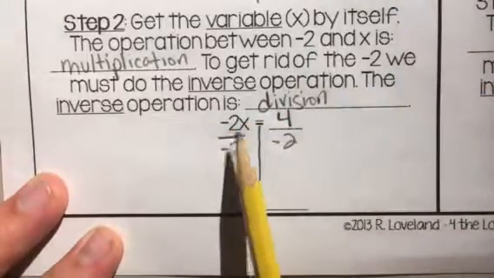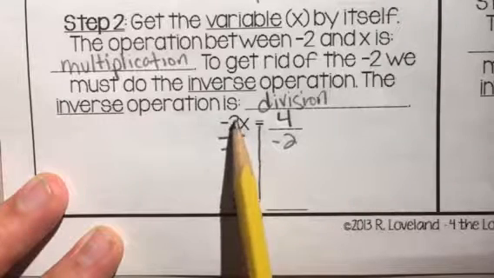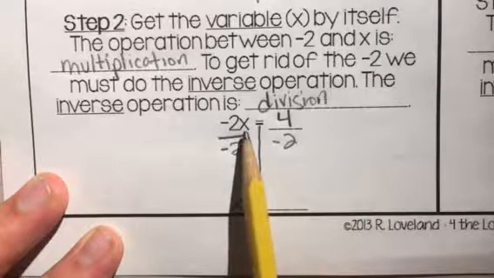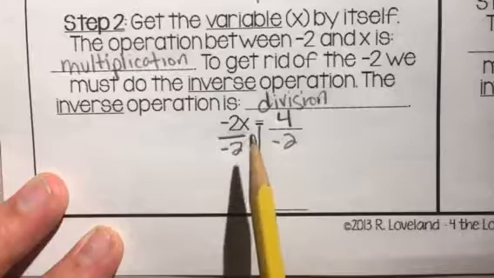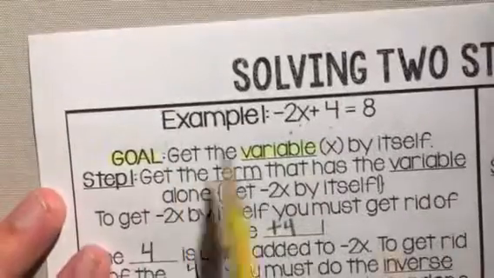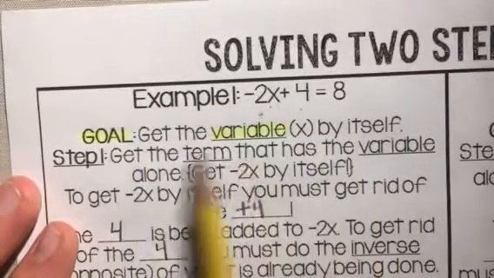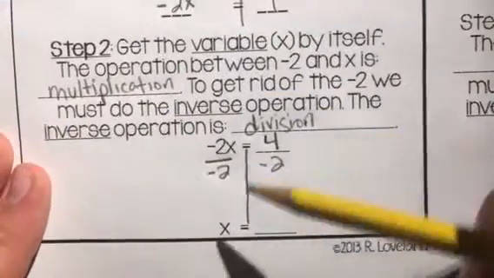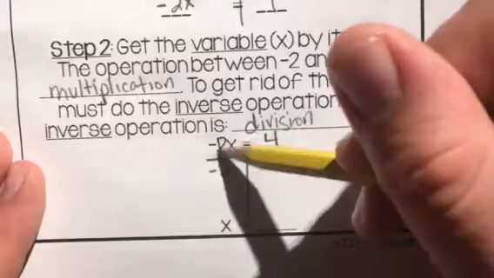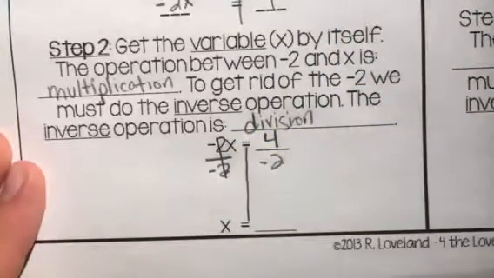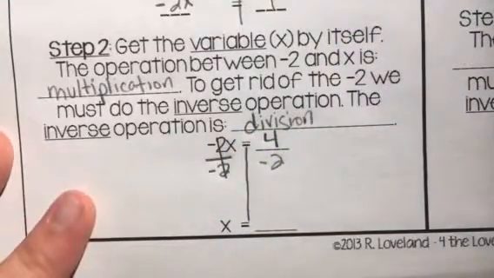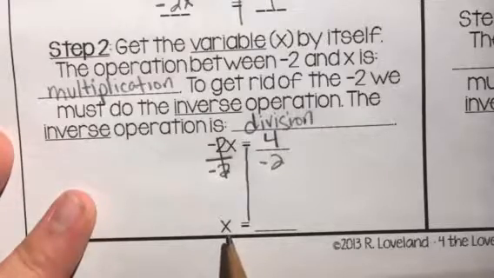Because this is saying negative 2 times x. And I want to get rid of the negative 2 to get x by itself, because that is my ultimate goal, is to get the variable x by itself. That is my goal. So, negative 2 divided by a negative 2 cancels out. I know anything divided by itself is 1. And that's 1x, which is what I want.